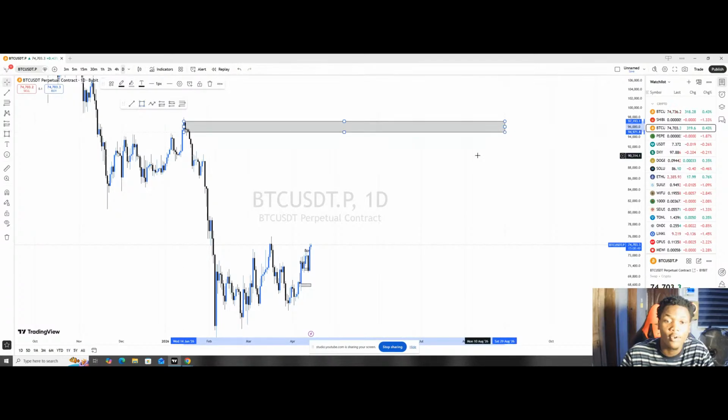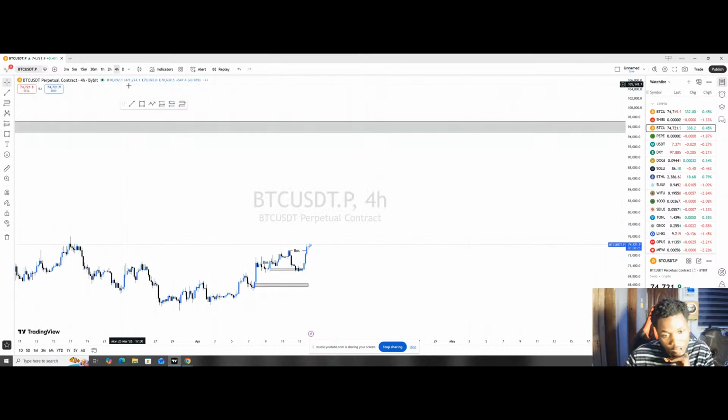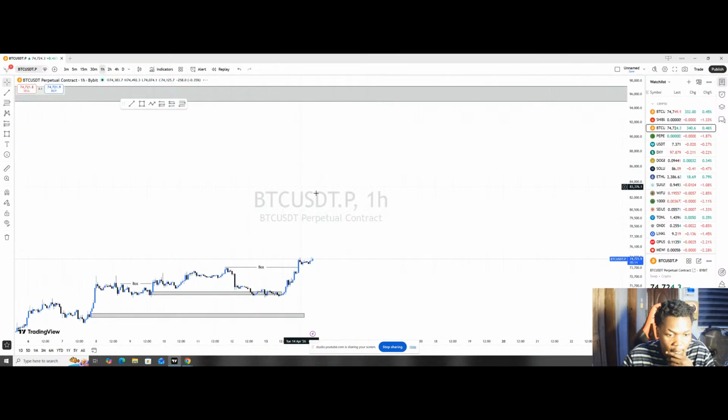Even if price did not come to this other block I mapped out here, at least price is going to get to this point before any other movement. So I'm looking at BTC to break this resistance level and then go up to this point. On the 4 hour time frame we have a break of structure. So let's go to the 1 hour time frame.